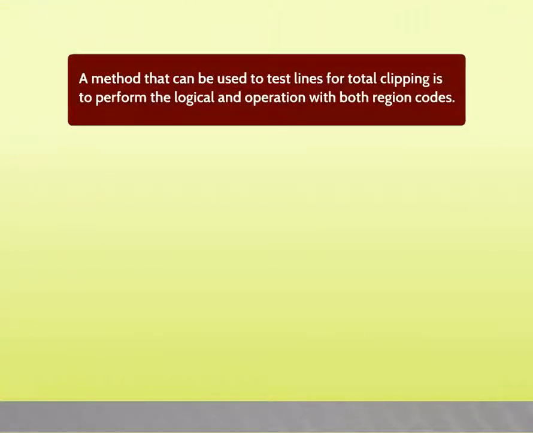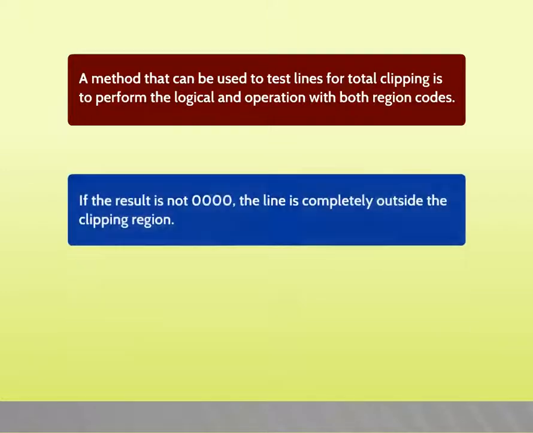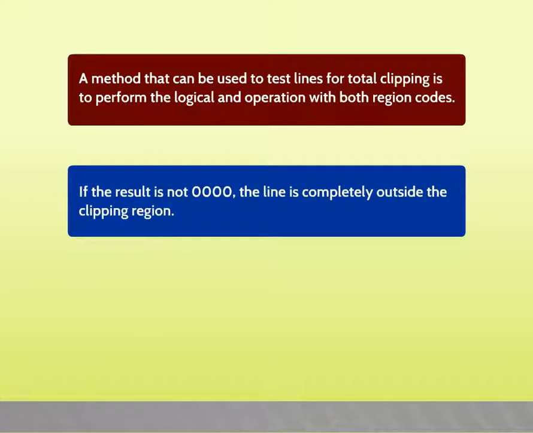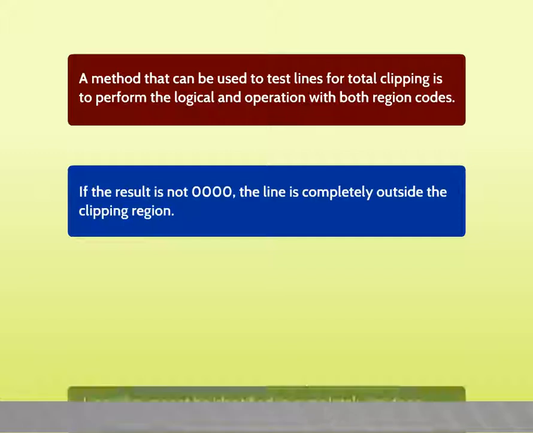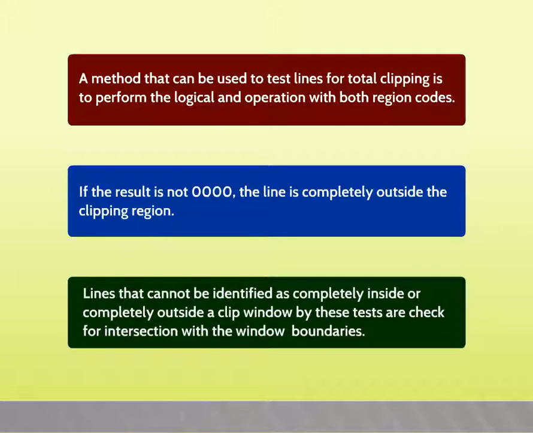A method that can be used to test lines for total clipping is to perform the logical AND operation with both region codes. If the result is not 0000, the line is completely outside the clipping region. Lines that cannot be identified as completely inside or completely outside a clip window by these tests are checked for intersection with the window boundaries.